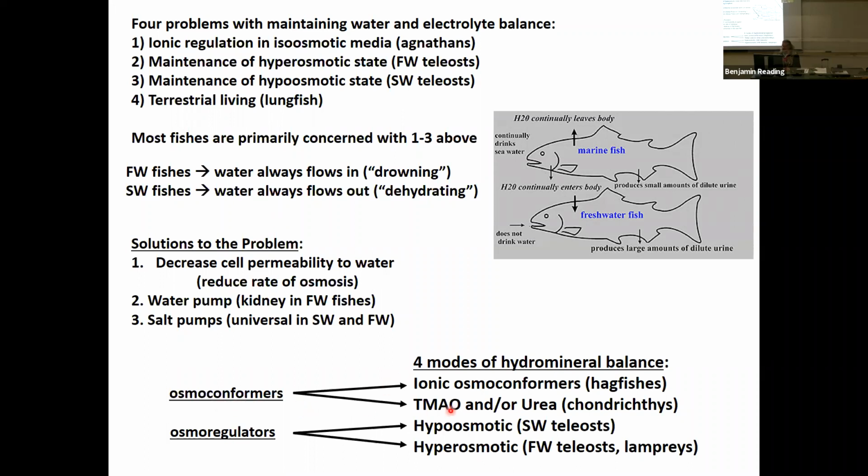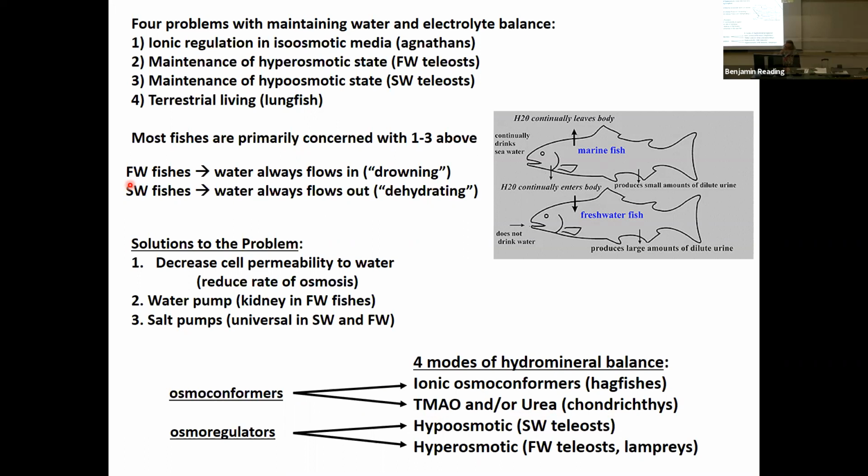Another type of osmoconformer are the chondrichthyan fishes. These produce TMAO and urea, which I'll talk about in the next slide. And what they do is they match their blood plasma osmolality with that of the ocean water. And again, they don't have to deal with water flowing in or out because they have the same osmolality as the water around them.